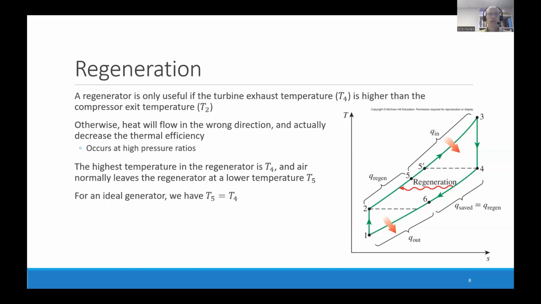The highest temperature in the regenerator is when the air comes out of the turbine, T4. Air going into the combustion chamber will usually leave the regenerator at a lower temperature than this, so T5 will generally be lower than T4. For an ideal regenerator, T5 is equal to T4. The TS diagram for the Brayton cycle with regeneration is shown here.